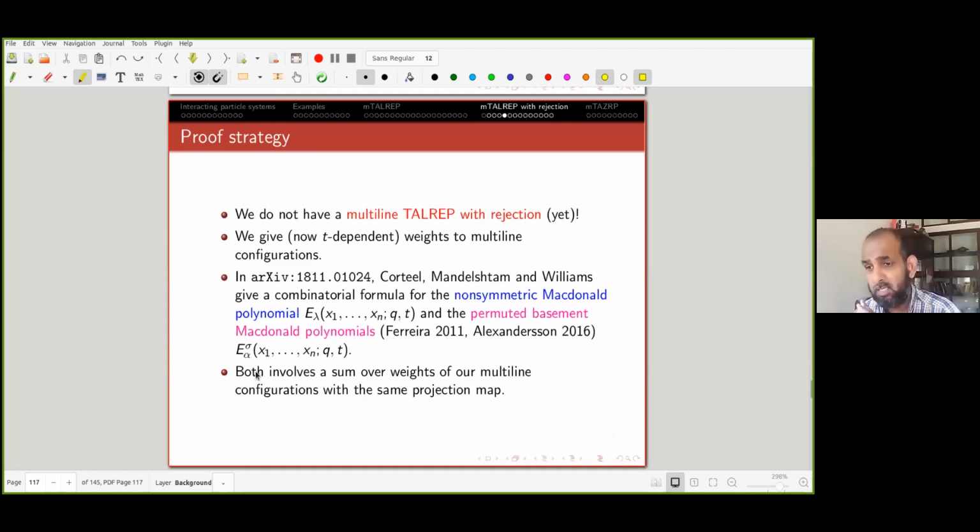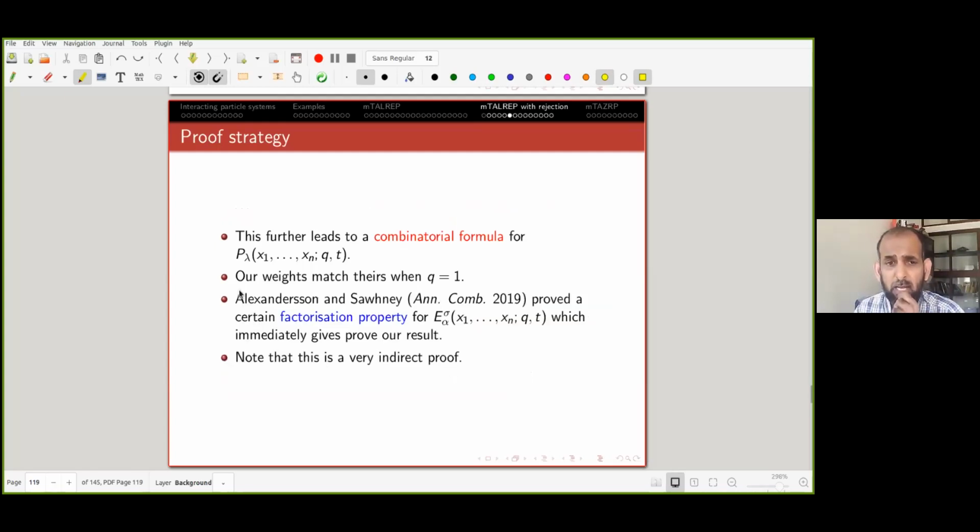And the proof strategy is completely indirect, and we use a result of Corteel, Mandelshtam, and Williams, where they gave a combinatorial formula for the permuted basement Macdonald polynomials. And we use a result of Alexandersson and Sawhney, where they proved a certain factorization property for the permuted basement Macdonald polynomials at q equal to 1, which gives our result. Okay, so somehow we have a very indirect proof, which we would like to understand.